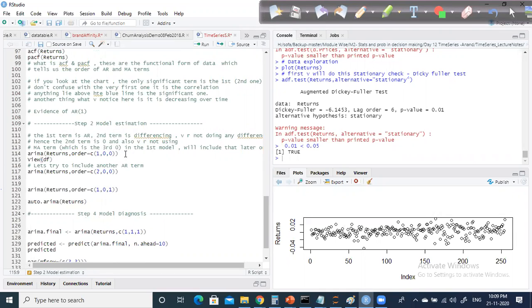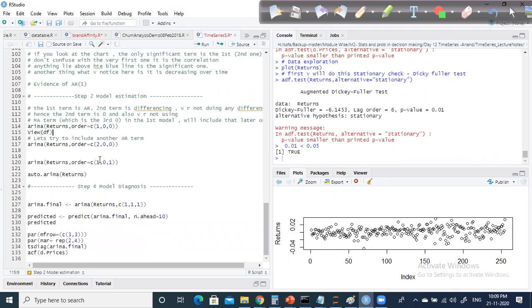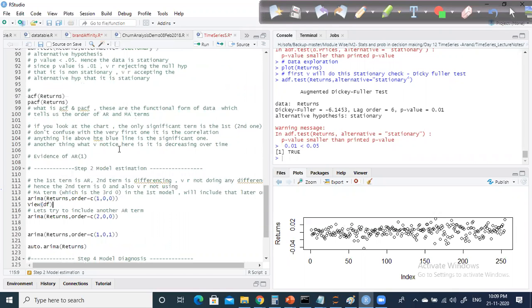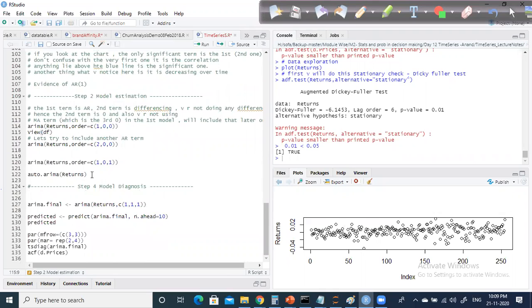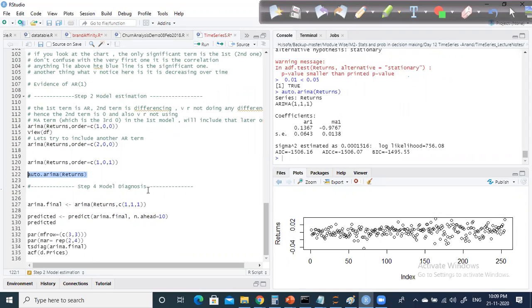Here you don't have to do differencing. But still, in the interest of time, I'm going to use auto.arima on returns, since this data is stationary and I did not do any differencing. So what is the recommended value for PDQ? 1, 1, 1. The next step is obviously predict.